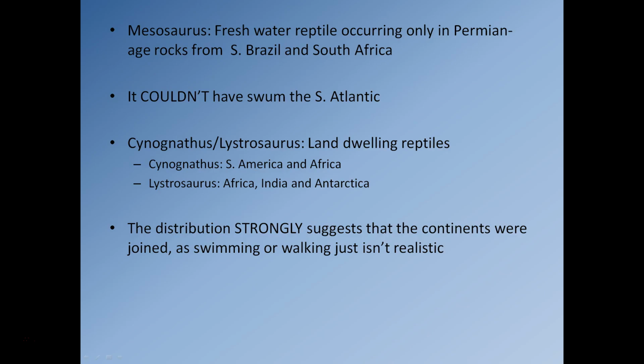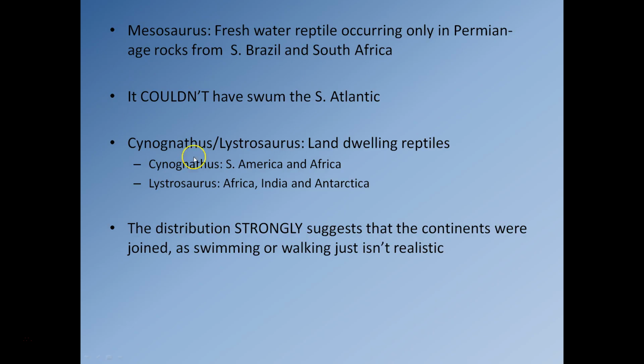So you probably know that if you take organisms that like to live in fresh water and you put them in salt water, very bad things happen. So it's highly unlikely that Mesosaurus would have had the capacity to swim from South America to Africa. So once again, we have to think of another mechanism that would allow it to get onto both continents. So then we have Sarganthus and Lystrosaurus, and they're both land-dwelling reptiles.